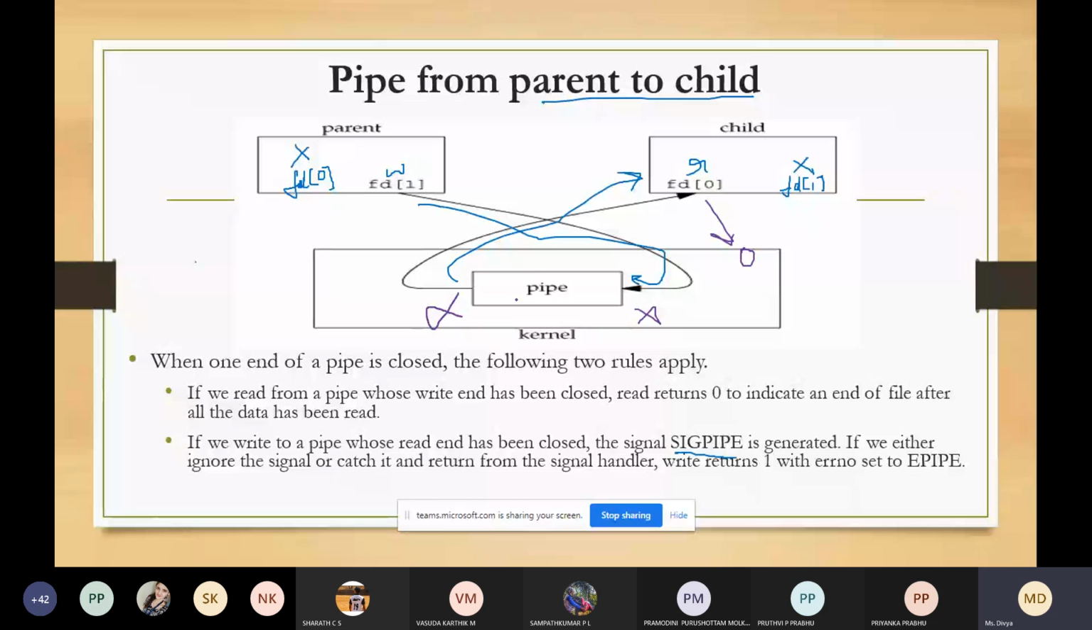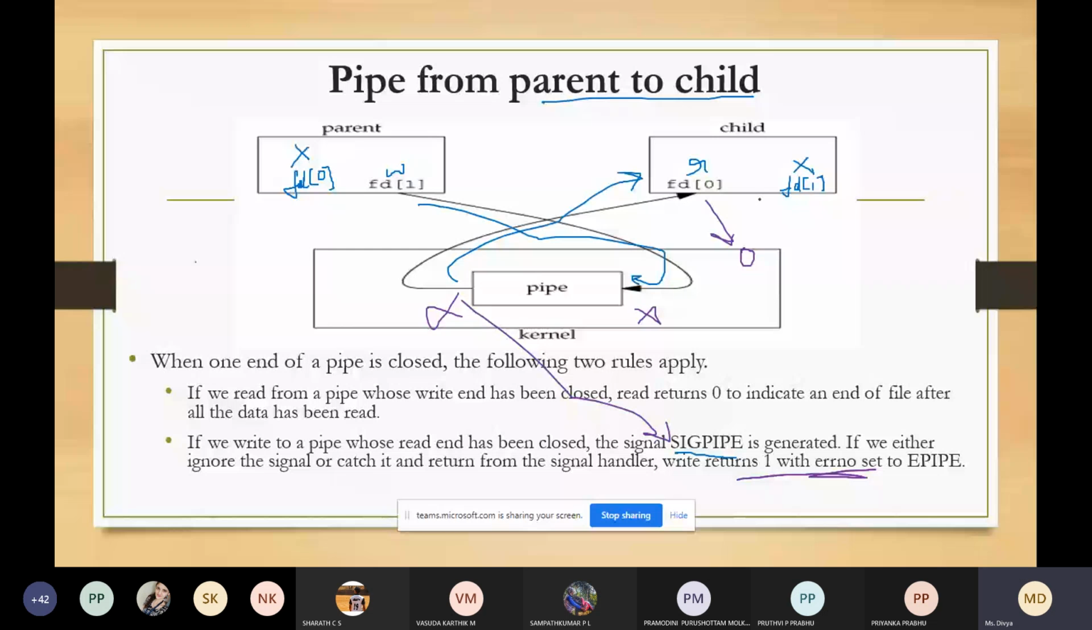Now what happens in that case? A particular signal is generated, called SIGPIPE. Once this signal is generated, either you can signal the process that data is ready so it can start reading, or the write will return -1 with an error. So what we are trying to tell here is that when data is available in the pipe, some process should be ready to take the data.